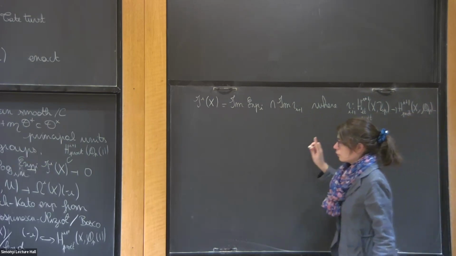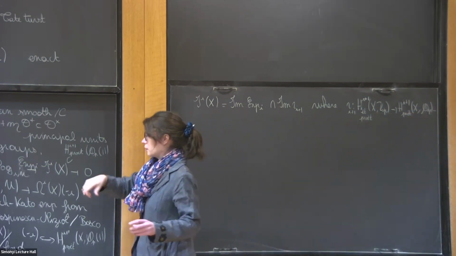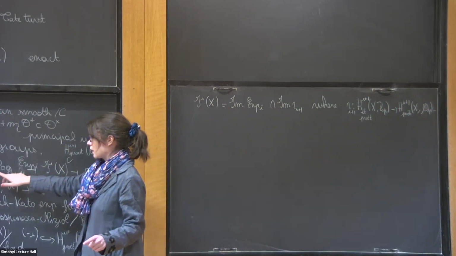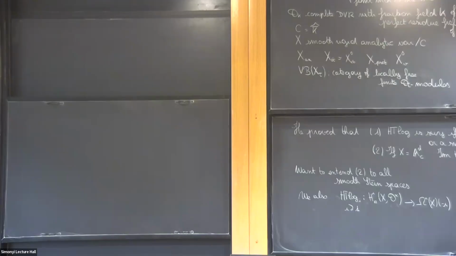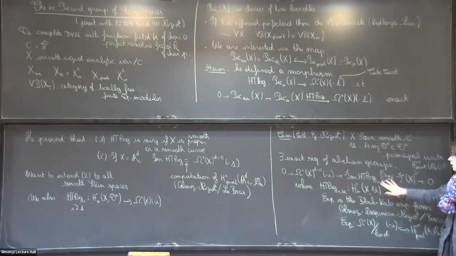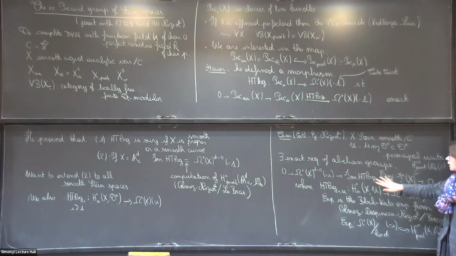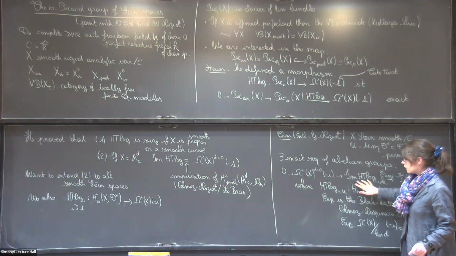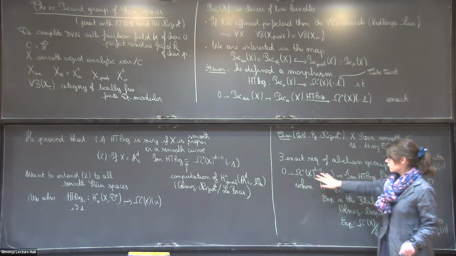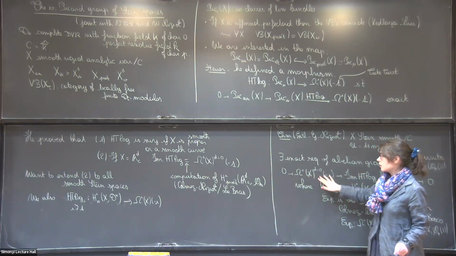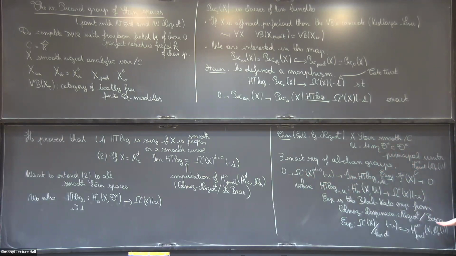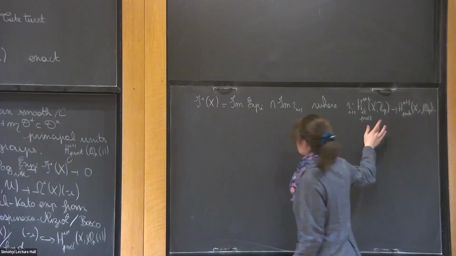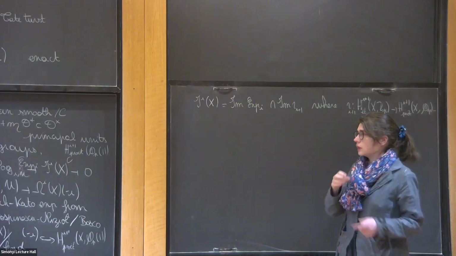So if we assume, I will make a remark in a second, but if for the moment we assume that the image of the HT log restricted to U is the same as the image of the HT log, we have that this cokernel contains the closed differentials, but we have more. We also have all the differentials that come from the integral cohomology.